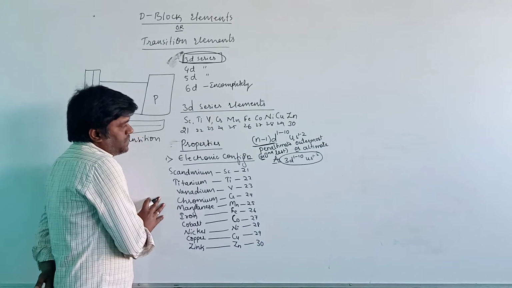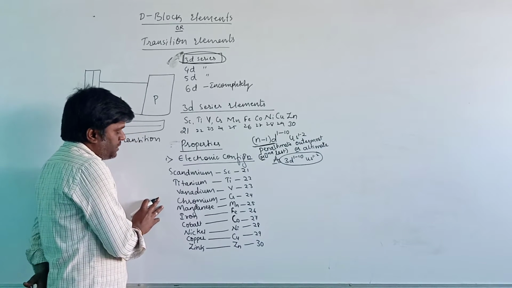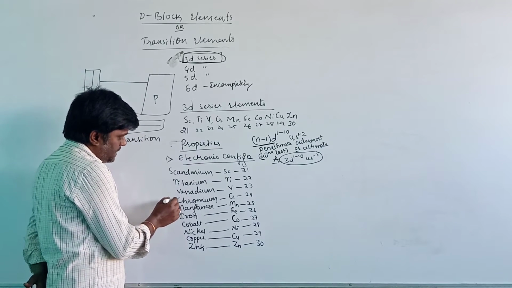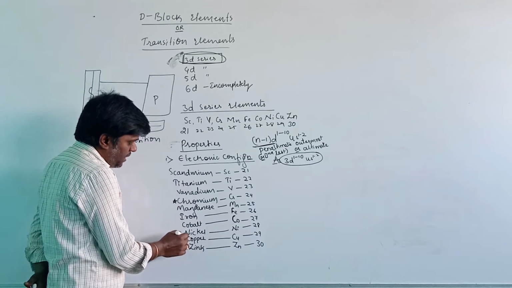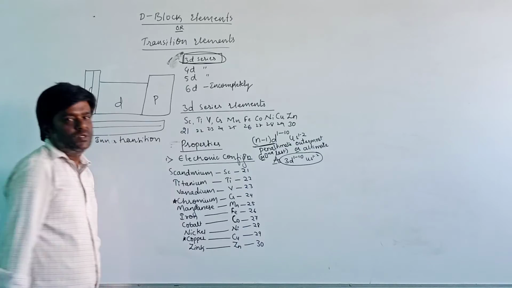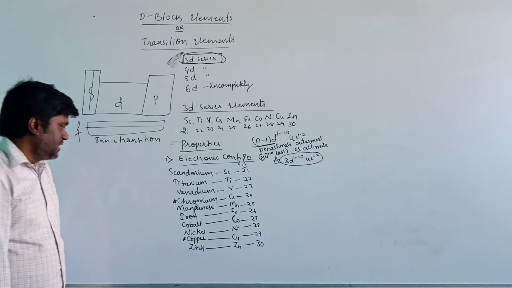If we compare with argon as the electronic configuration, in that case chromium and copper are the exception cases.